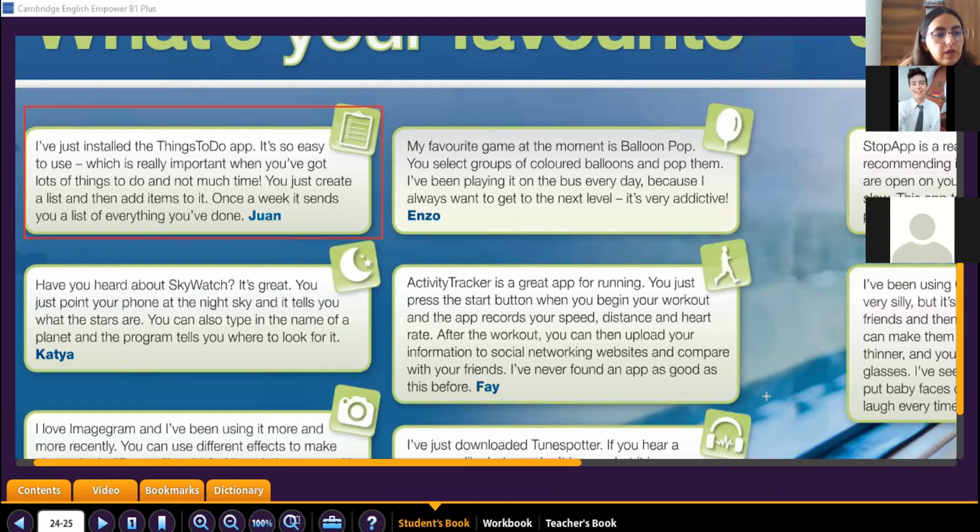Exactly. Thank you, Steve. So with this app, Things to Do, it's very easy to use, and it's important when you have a lot of things to do and you don't have so much time. So you just create a list and add the items to it. Once a week, it sends you a list of everything you have done. Let's continue with the next.